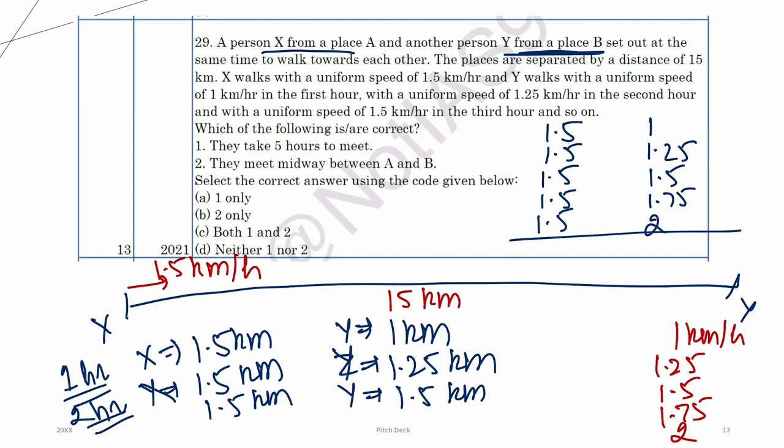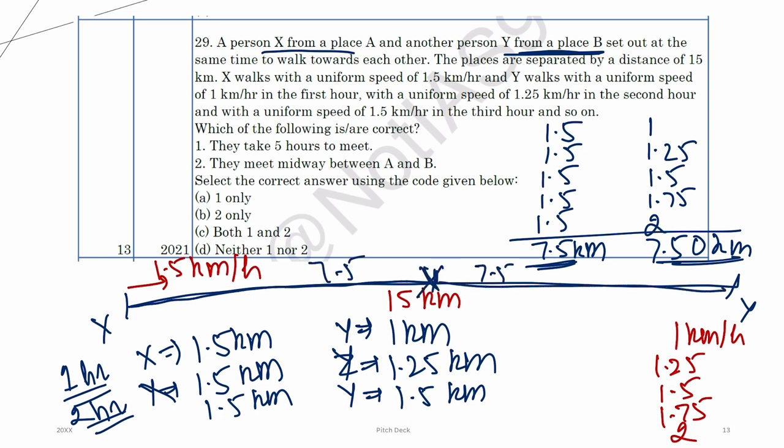So 1.5 into 5 is 7.5 kilometers, the distance covered by X after 5 hours. And how much distance has Y covered? It is also 7.5 kilometers. So after 5 hours, X has covered 7.5 kilometers and Y has covered 7.5 kilometers, right? The total distance is 15 kilometers, so they must have met at the exact midpoint.